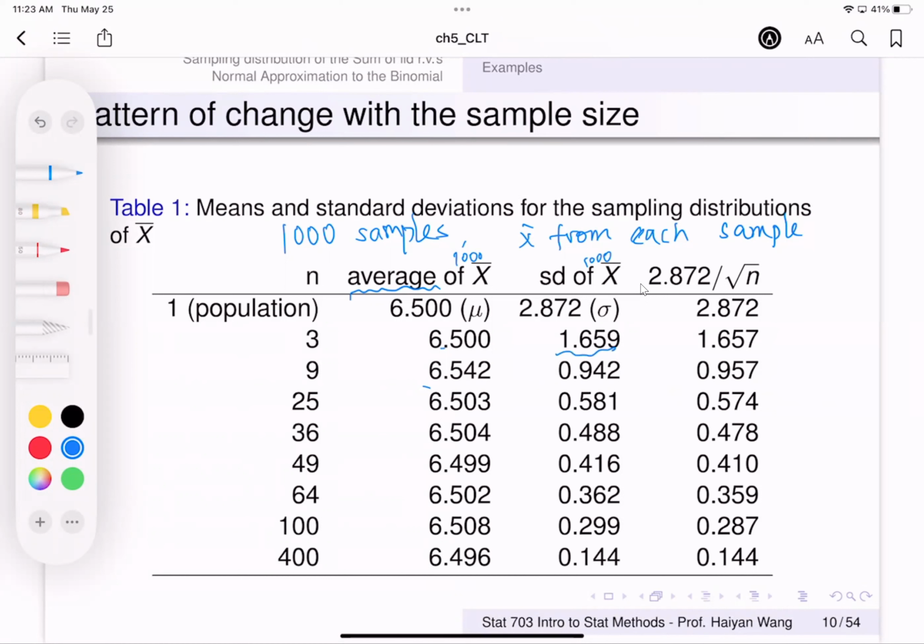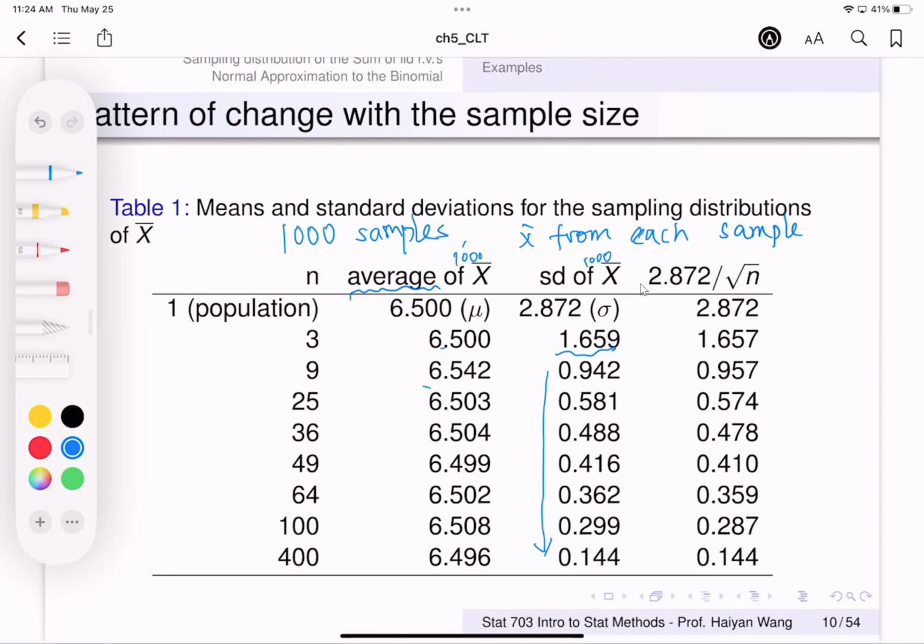And if we have a sample size of 9, it becomes 0.942. And as we increase, these standard deviations of average shrink, becoming smaller and smaller. And the population standard deviation is 2.872. And now let's see these standard deviations. The last column gives the sigma over square root of n.